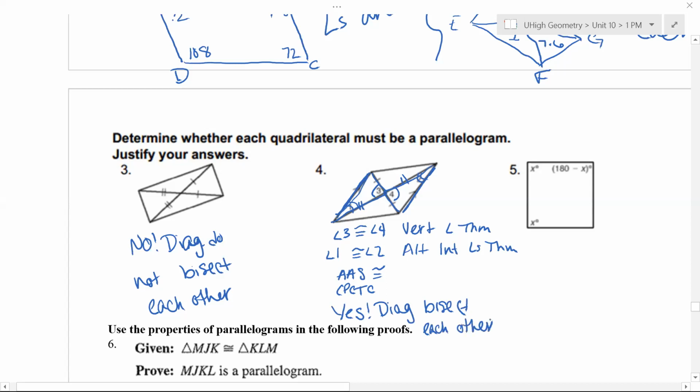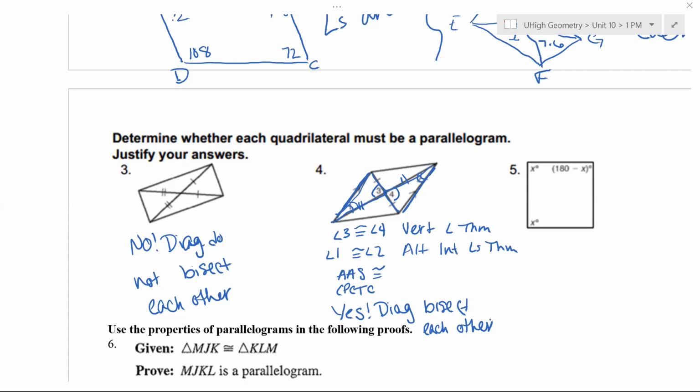And number 5, if we're looking at this, we are just given information about our angles. We are given that we have 2 angles that are x and 1 angle that is 180 minus x. So if I look at the 6 ways to prove, I have a couple ways that deal with the angles. I have one that says both pairs of opposite angles are congruent, and I have all pairs of consecutive angles are supplementary.